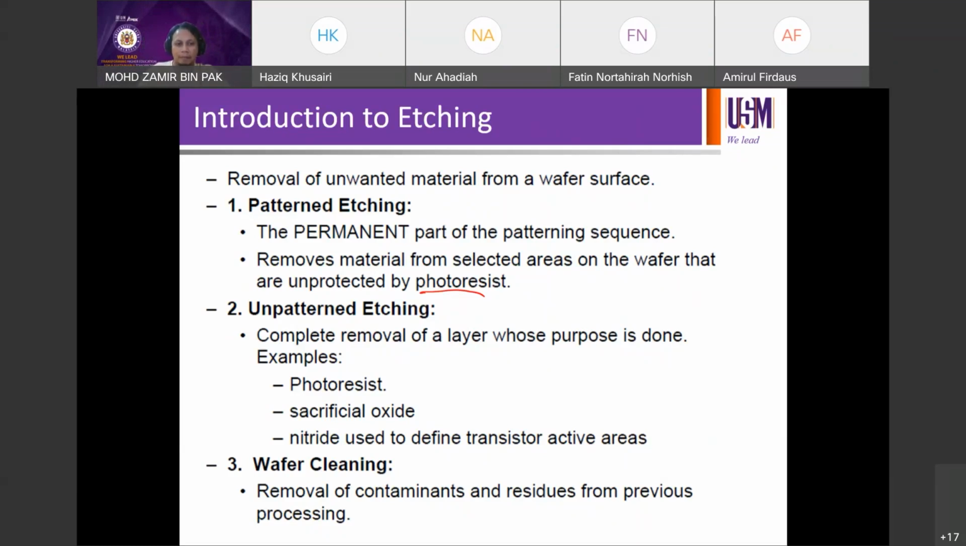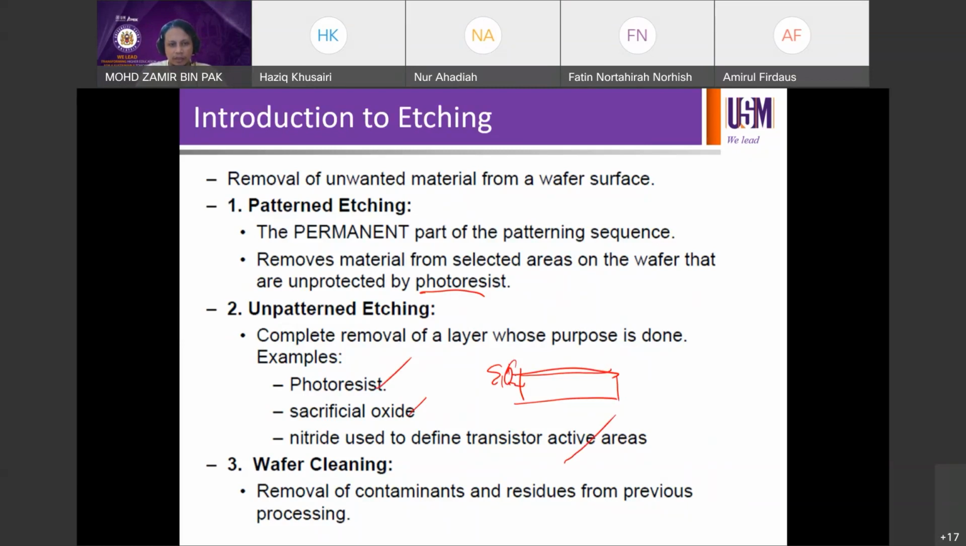Right? Etching can also be unpatterned. That means complete removal of a layer whose purpose is done. So for example, if you have oxide in a certain area, and you suddenly want to etch the oxide, then you just go and etch, and there's no patterning at all. So this is called unpatterned etching. For example, resist, sec ox or sacrificial oxide, nitride to define transistor active areas. So we're going to learn later on.